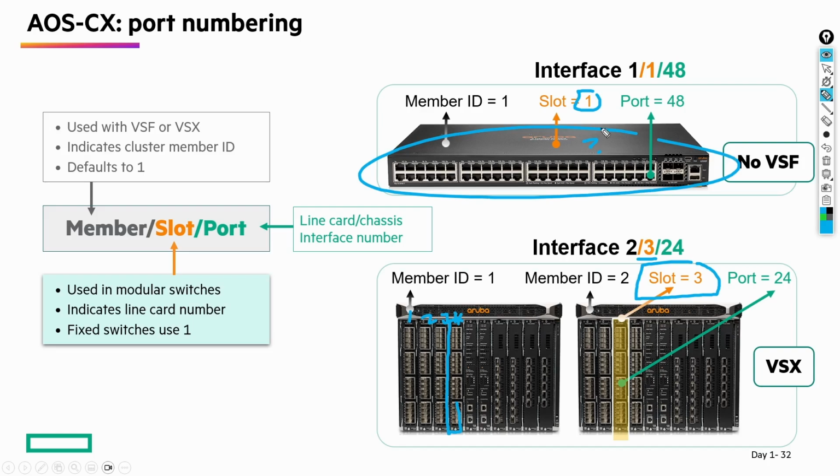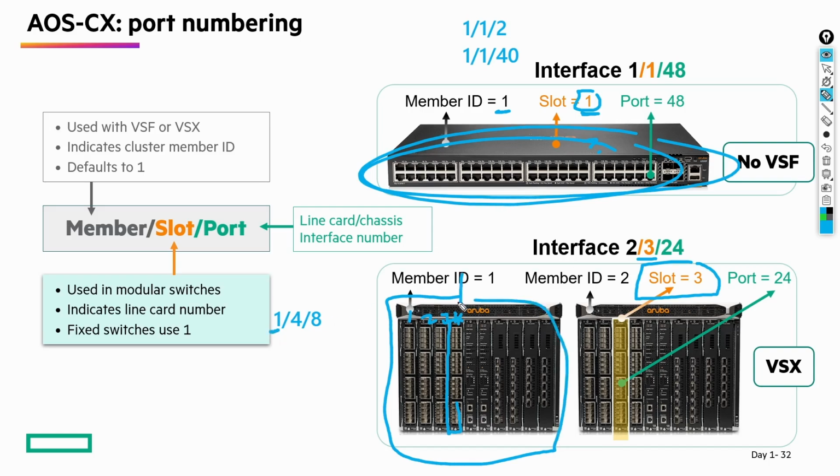So if you're not part of a stack, you're member 1. And if you're not part of a chassis, you're slot 1. Just 1 and 1. So all the ports here are always going to be 1/1/something, like 1/1/2, or 1/1/40, or 1/1/48. If it's a chassis though, then you can designate 1/slot number/port number, in this case 1/4/8, for example: member 1, because it's the first member, slot 4, because it's the fourth slot, and then the 8th port, 1, 2, 3, 4, 5, 6, 7, 8. So it'd be this port right there. More than you ever need to know, right?